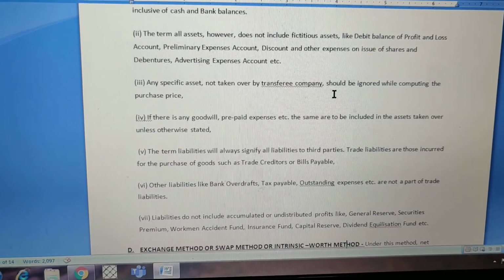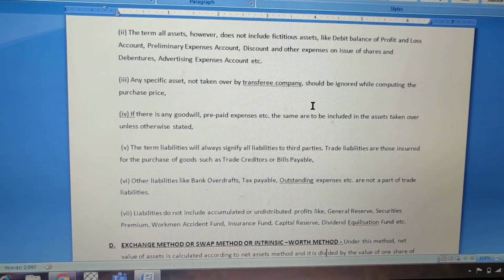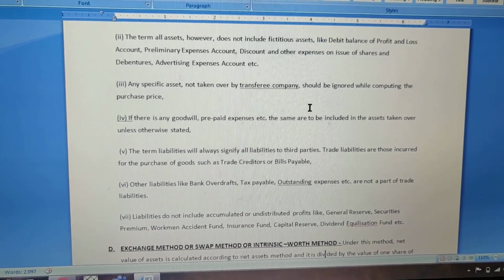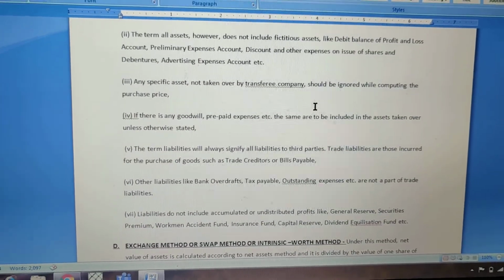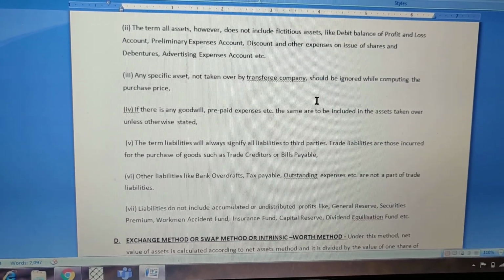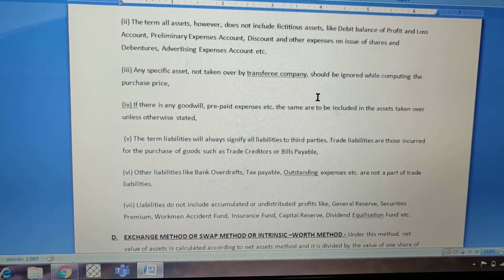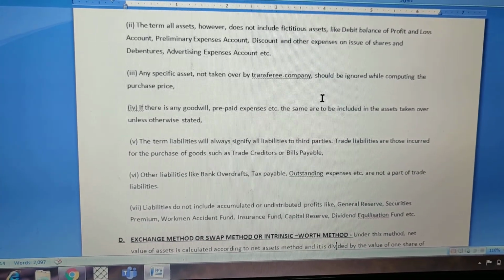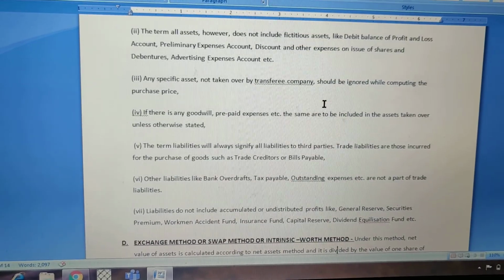Clear? Next, third point is, any specific asset not taken over by the transferee company should be ignored while computing the purchase price. Obviously, if a transferee company is not taking over any specific asset, it will be given in the question. If it is a case like that, it will be given in the question that any specific asset is not being taken over by the transferee company. You have to ignore it while computing your purchase price.